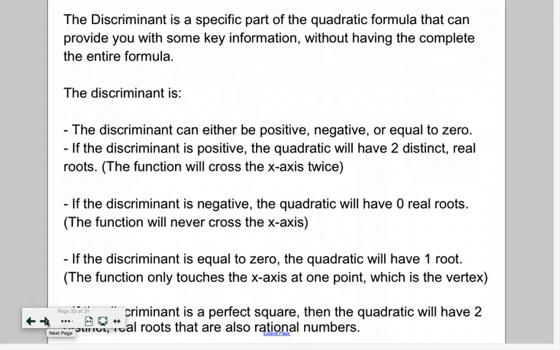One of the biggest things to talk about here with the quadratic formula is the idea of the discriminant. The discriminant is a very specific part of your quadratic that can give you some key information without having to do the entire formula. The value of the discriminant is given by b squared minus 4ac. It's that expression underneath the radical, underneath the square root sign in the overall quadratic formula.